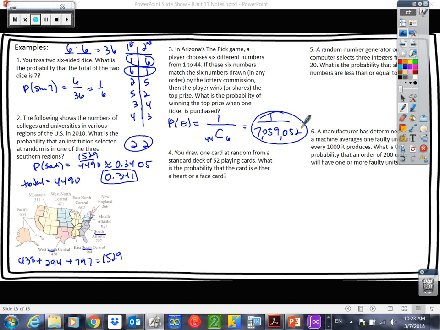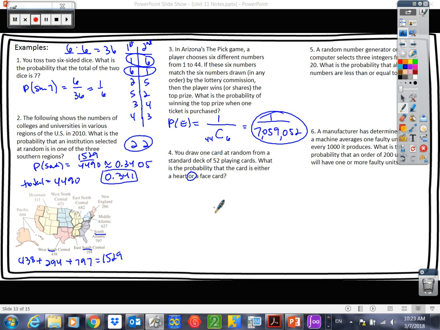Okay, number 4. You draw 1 card at random from a standard deck of 52 cards. What is the probability that the card is either a face card or a heart? See this word or? This is telling me that I'm going to find those distinct probabilities and I'm going to add them. Now let's work through it one at a time, and then we'll check and see if there's overlap. So let's just do them one at a time.